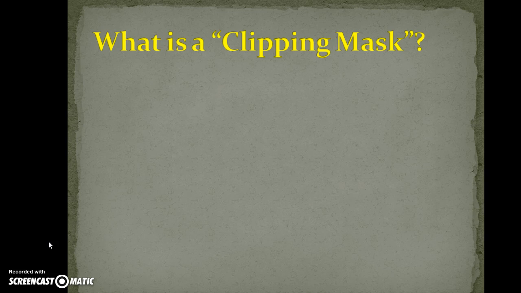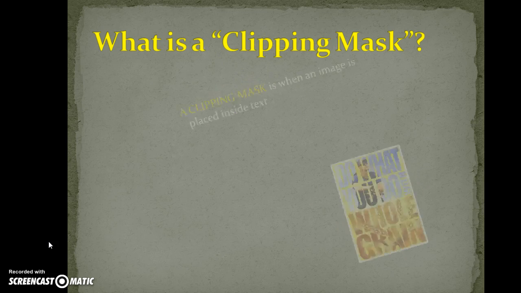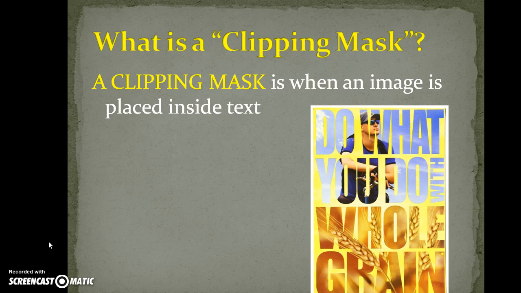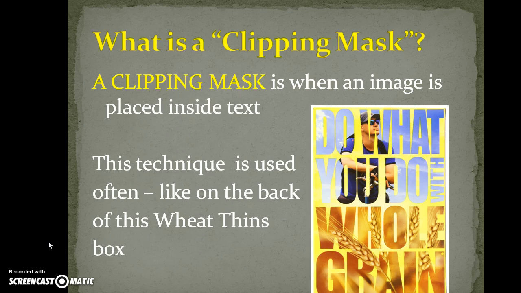First of all, what is a clipping mask? A clipping mask is used often in advertisement. It's when an image is placed inside text. Here's an example of the back of a Wheat Thins box where they used one picture to incorporate that into their text. Do what you do with whole grain.